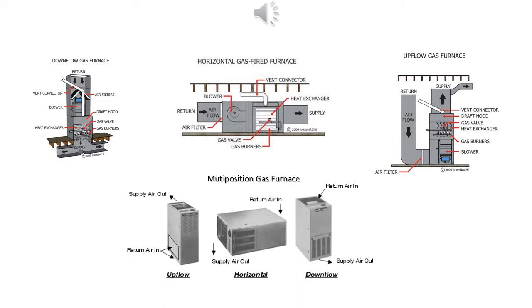A horizontal furnace has the supply ductwork attached to one side and the return ductwork attached to the other side. An example of where you might see a horizontal furnace could be in an attic of a home. An upflow furnace has the supply ductwork attached to the top and the return air attached on the side at the bottom of the furnace. An example of where you might see an upflow furnace could be a home where the furnace is installed in the basement and the ductwork is above the furnace. A multi-position furnace is built so that with a few minor adjustments, it can be used in different positions depending on the ductwork.